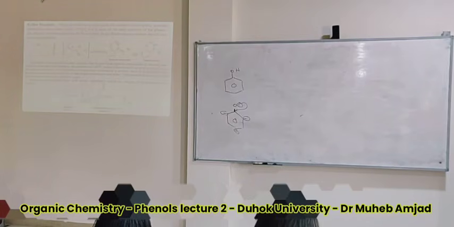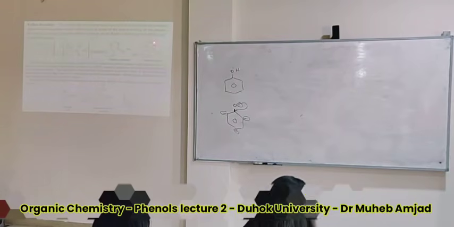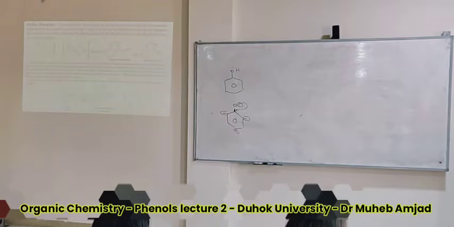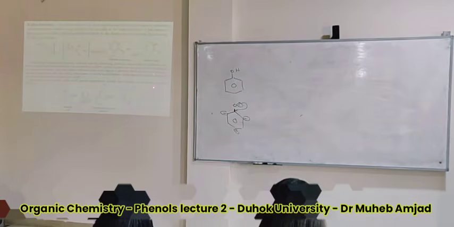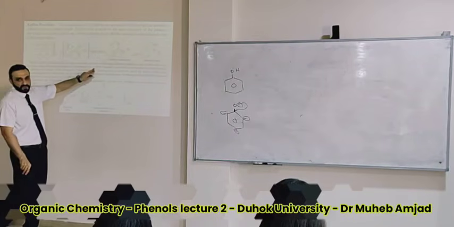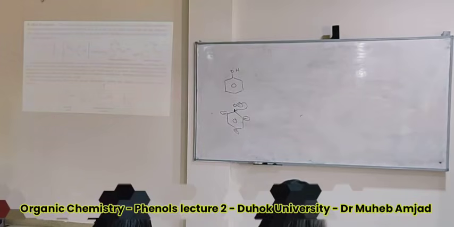So use is made of the high reactivity of the phenoxide ring in a reaction called the Kolbe reaction. In the Kolbe reaction, carbon dioxide acts as the electrophile. Look what he said here. The Kolbe reaction is usually carried out by allowing sodium phenoxide to absorb carbon dioxide and then heating the product up to 125 degrees under pressure.